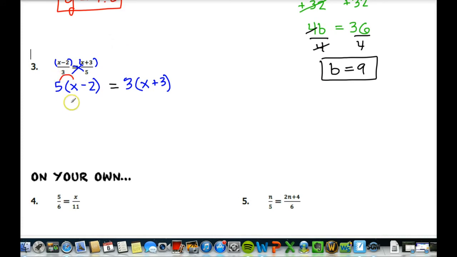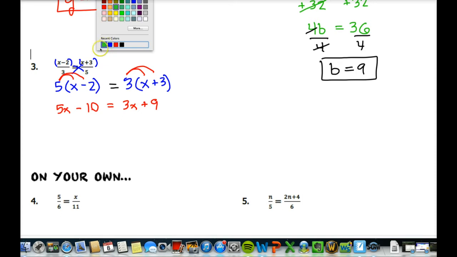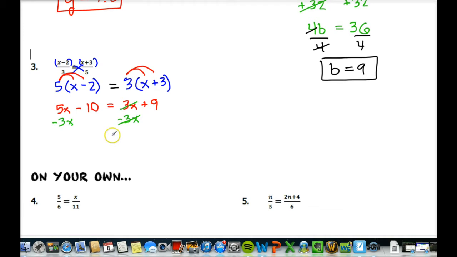So 5 times x is going to give us 5x. 5 times negative 2 will be minus 10, equals, and then we have 3 times x, which is 3x. 3 times 3 is positive 9. When we have a variable on both sides, it's always a good idea to move the variable part first. So we'll go ahead and subtract this 3x from both sides first. Again, make sure you line up like terms. So 3x minus 3x will cancel. You'll just be left with equals positive 9 on the right side. Over here, 5x minus 3x is 2x, and then bring down your minus 10.